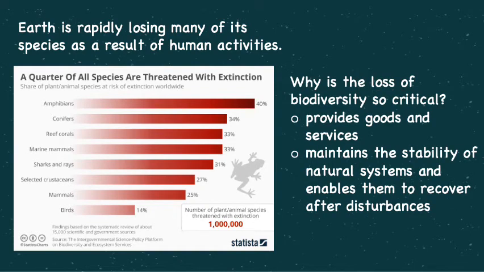Now, why is the loss of biodiversity so critical? Well, many of the essential goods and services provided by natural systems are derived directly from various living organisms. And these goods and services are especially important in sustaining the poor in developing countries. So, biodiversity is also the mainstay of agricultural crops and of many medicines. It is also a key factor in maintaining the stability of natural systems and enabling them to recover after disturbances such as wildfires or volcanic eruptions.